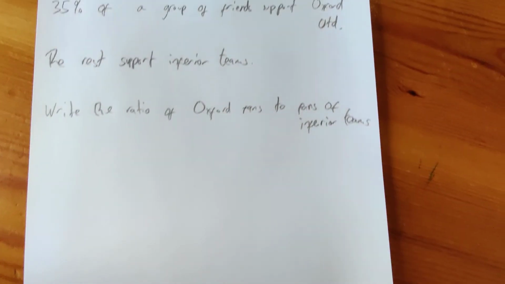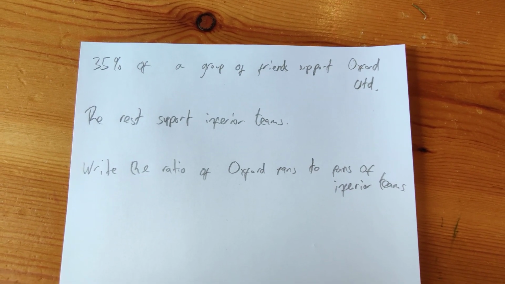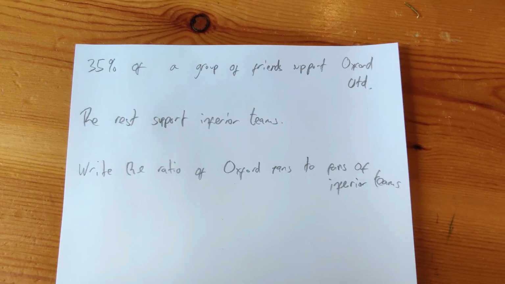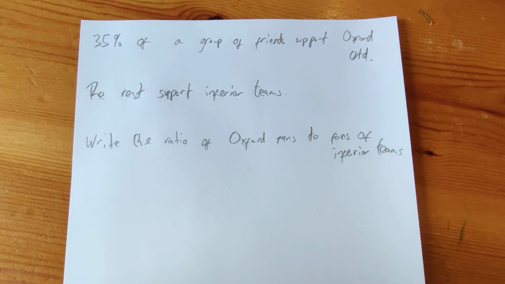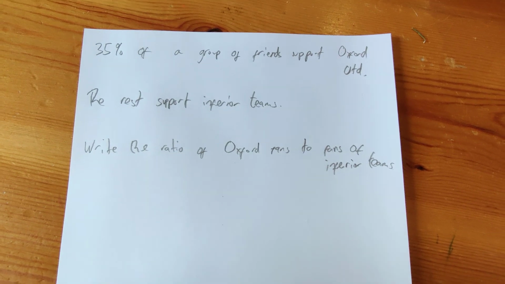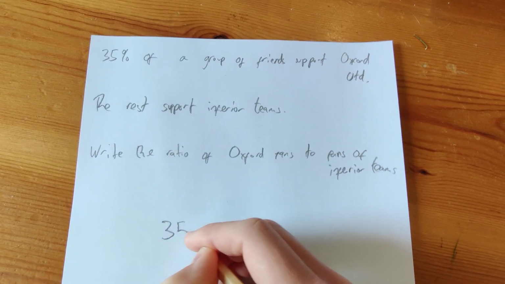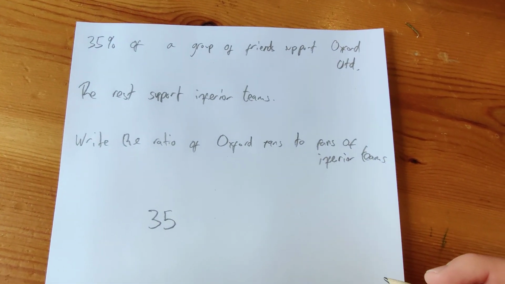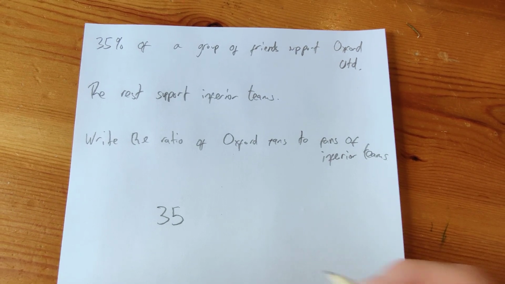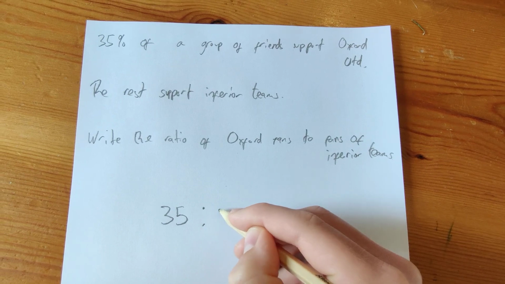Last one we're going to look at is this one here. 35% of a group of friends support Oxford United. The rest support inferior teams. Write the ratio of Oxford fans to fans of inferior teams. Well, if I know that 35% support Oxford, I know that that's 35 out of 100, and therefore that must leave 65% for inferior teams. So it's just going to be 35 to 65.